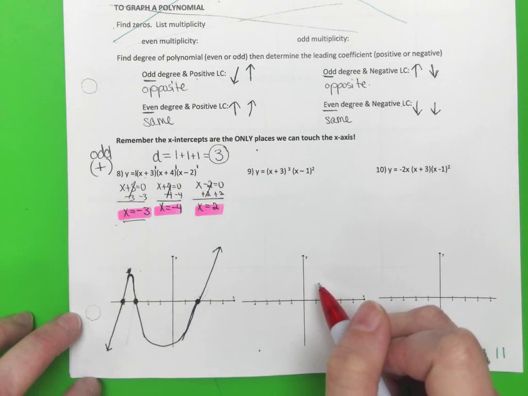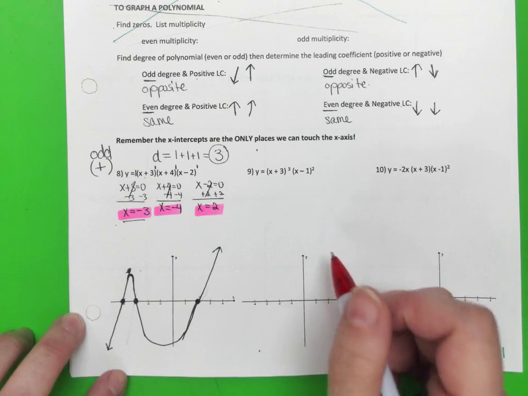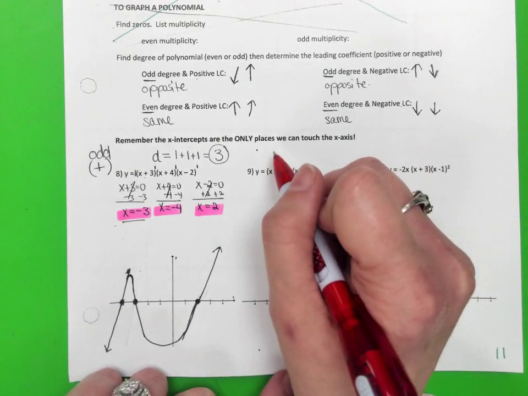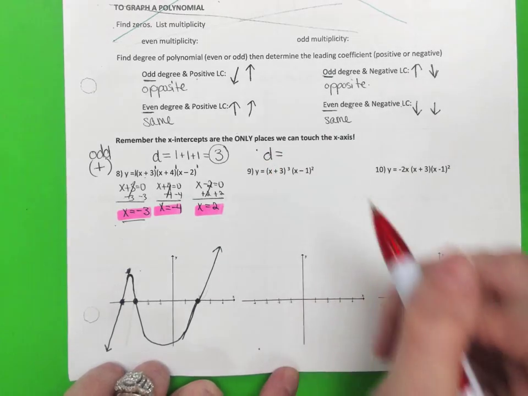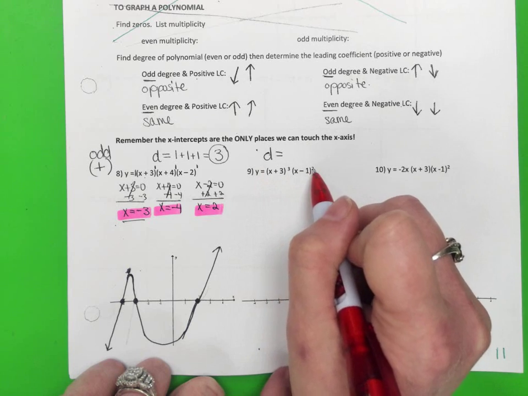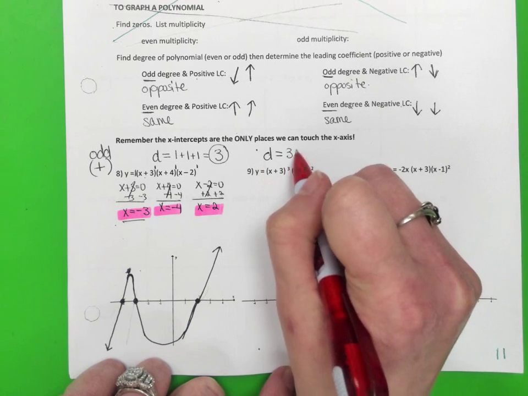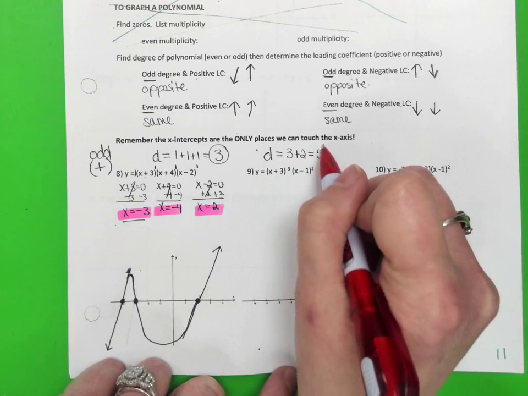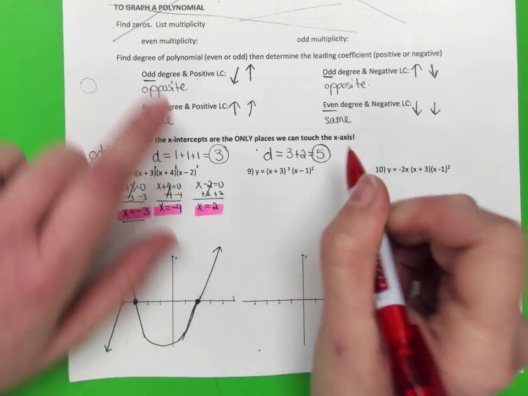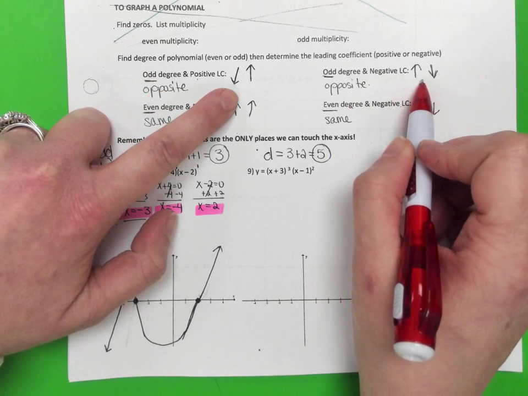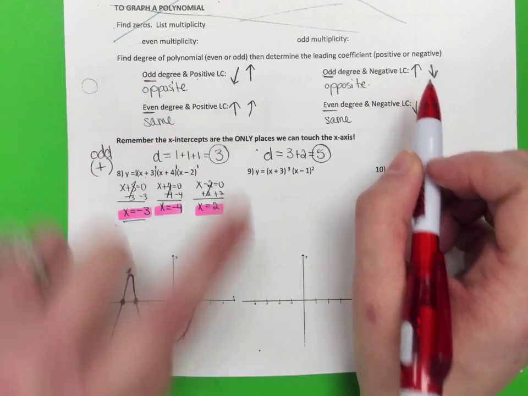Alright, let's do this one, okay? I know it's really different, guys, but it's actually pretty easy once you get the hang of it. Alright, here we go. First thing you got to do is find the degree. So when it's written in factored form, you add your exponents. 3 plus 2 is 5. So your degree is 5. So I know it's odd. 5 is odd. So I know both of my ends are going to be opposite directions. I just don't know which way yet, okay?